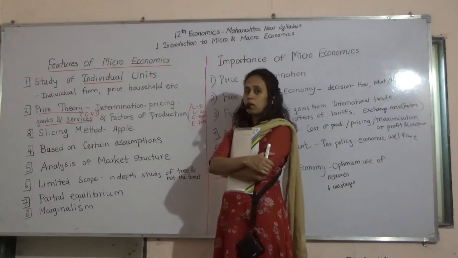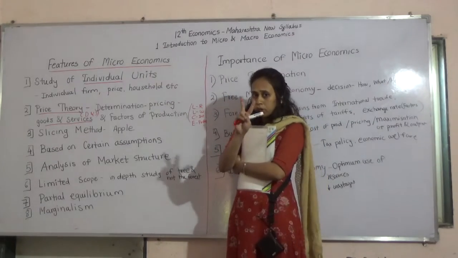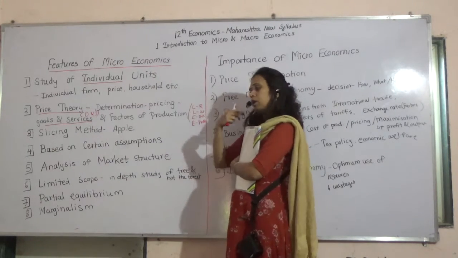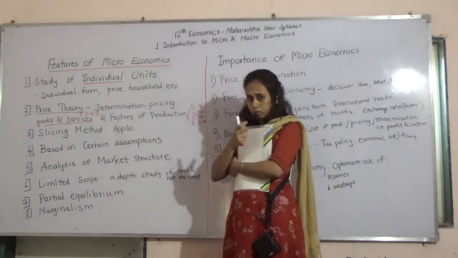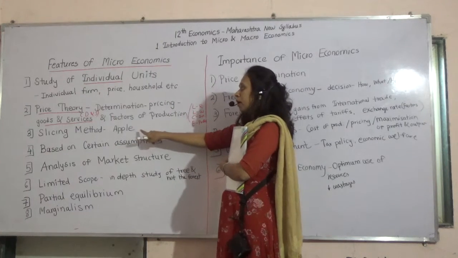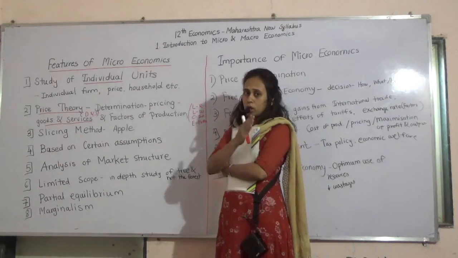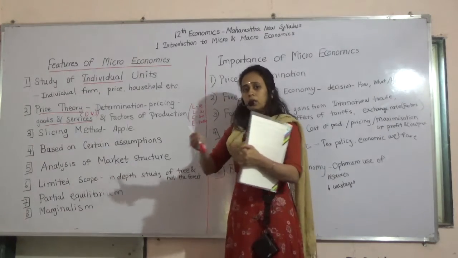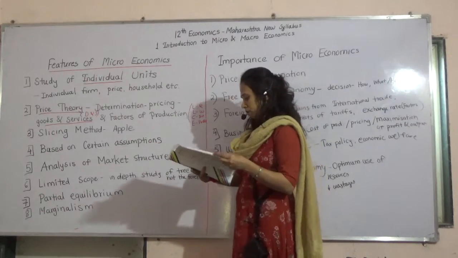Next point, slicing method. Why is it called slicing method? As I have given you an apple example, we can eat the apple in two ways. Either we can cut it into small pieces, slices, or we can eat it whole. When you make small pieces and eat each piece separately, that comes under microeconomics. That's why microeconomics is called the slicing method. We split and divide the economy into small parts and study each part separately.